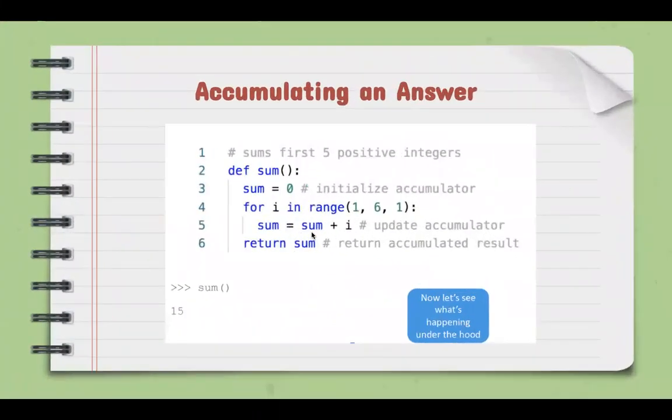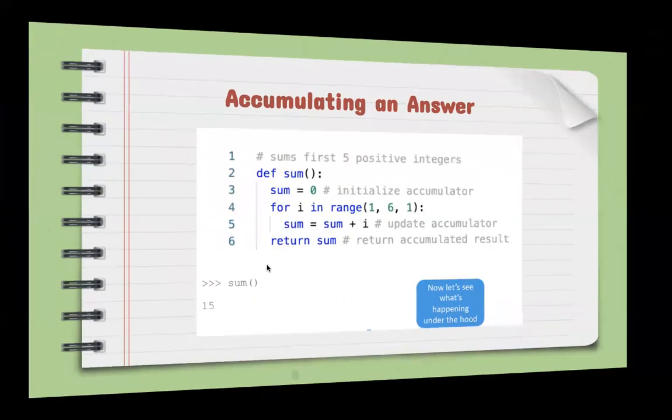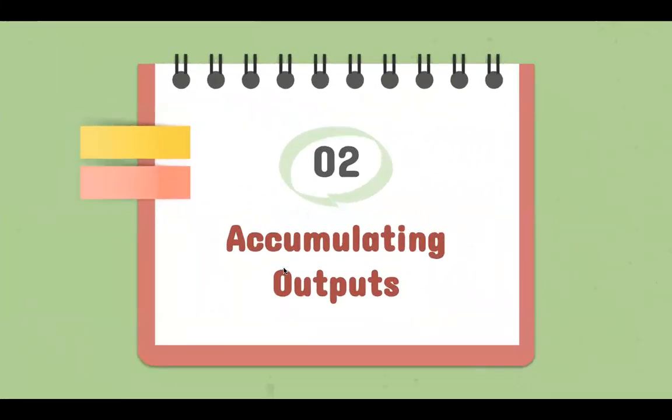So here's a simple function. As you can see by the name of the function, it's the sum of the first 5 positive integers. So we can set the sum to 0, and using a for loop, as you can see, for i in range, we can update the accumulator and then return the sum. This is how a for loop works, but don't worry about the formatting. We'll cover that in the next few slides. So next, we'll be talking about accumulating outputs using for loops.